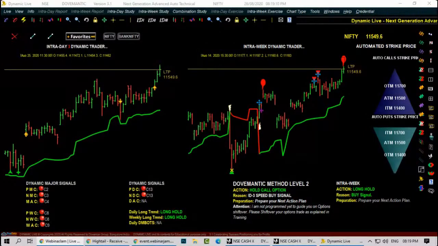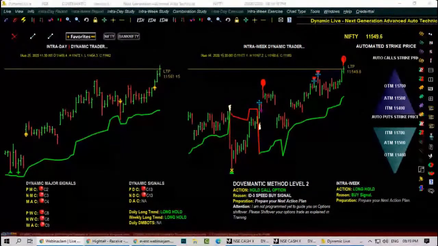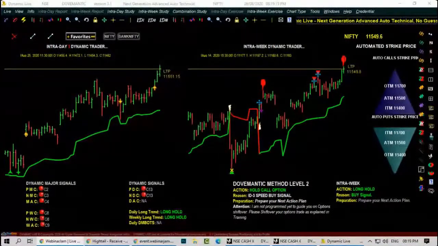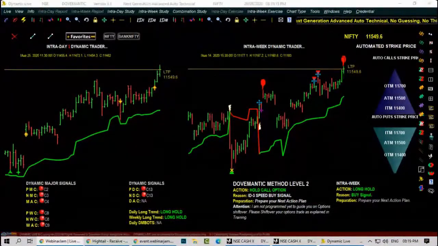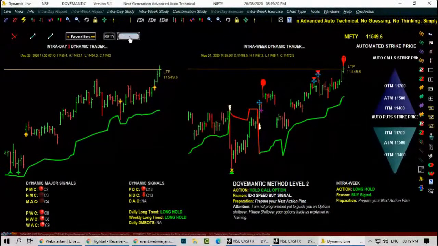So, whoever is trading as per the dynamic superpower trading method, these are the points I hope you have made a note of. So, this is about Nifty. Now, let us come back to Bank Nifty.